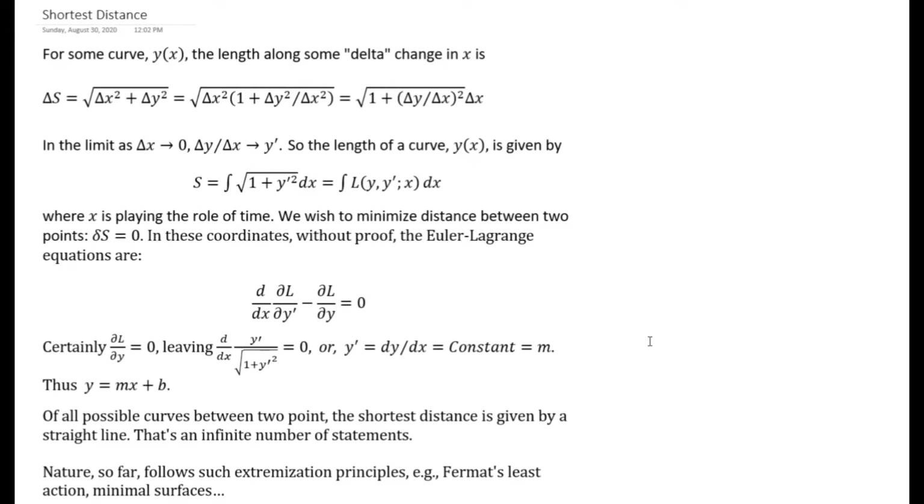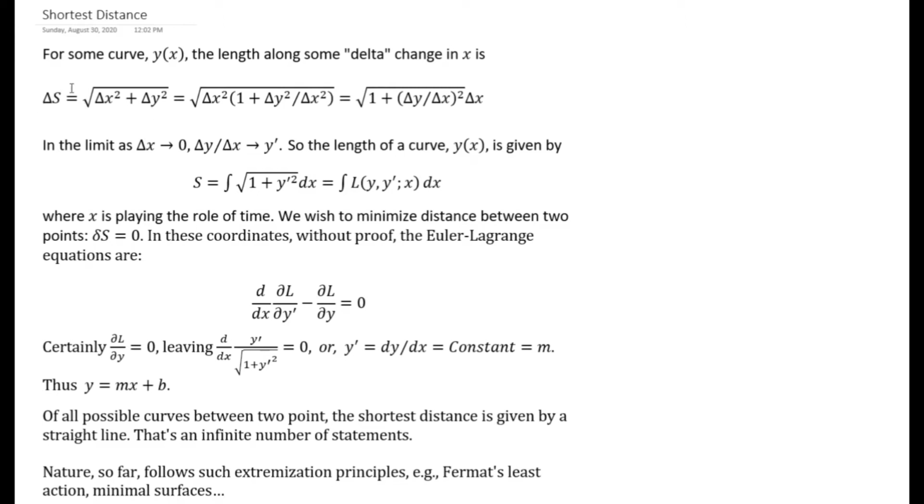So I'd like you to consider the question, what is the shortest distance between those 2 points? And you would tell me, it's a line, of course. Well, what I've done for you is I'm going to try to prove it to you with the calculus of variations. I'm not going to develop this calculus formally, but we're going to use it.